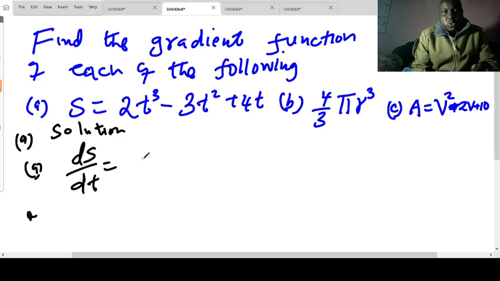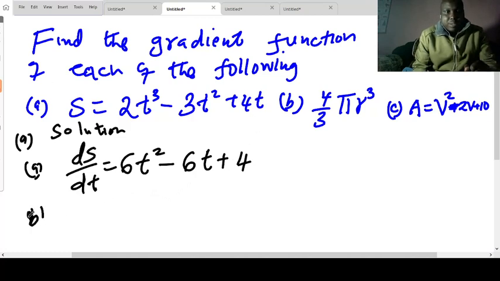Now this one is going to be: the coefficient is 2, the power is 3, so that is 6t square. Now you understand what I'm doing. Minus, the power is 2, the coefficient is 3, so that is 6t, since 2 minus 1 is 1. And then plus 4t, that is 1 times 4, which is 4. And that is the gradient function for the first one.